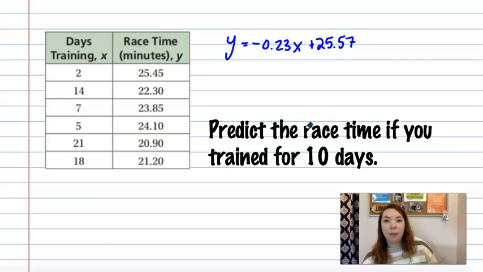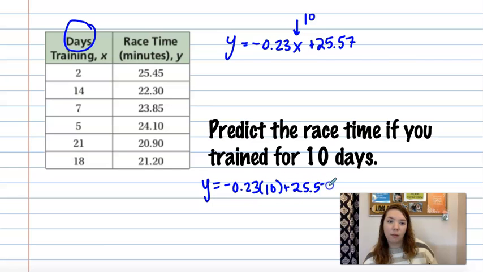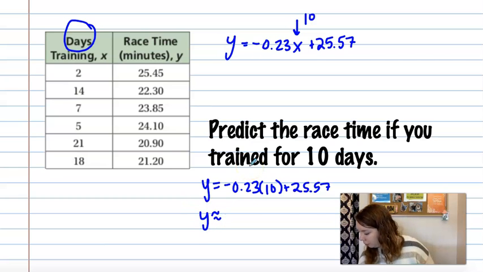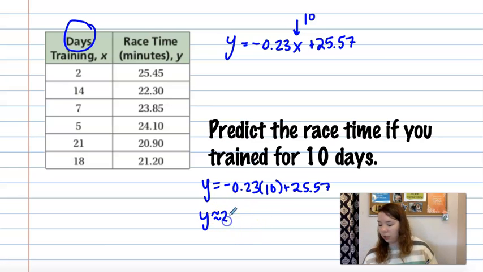Then it says predict the race time if you trained for 10 days. So I'm going to, again, days was X. So you're going to plug in 10 for X. So to answer this question, I'm going to do negative 23 hundredths times 10 plus 25.57. So I get 23.27, and that would be in minutes. 23.27 minutes is what we would predict if they trained for 10 days.